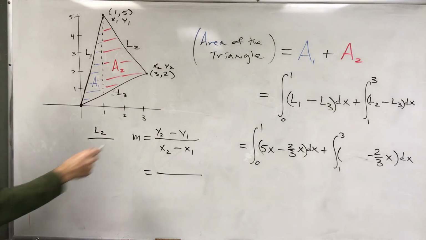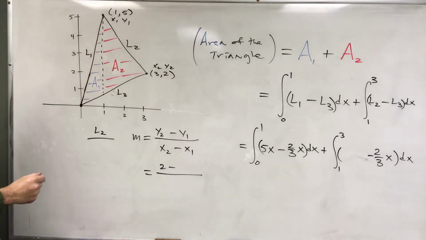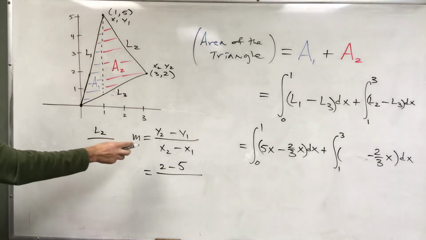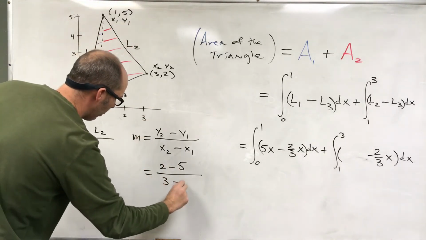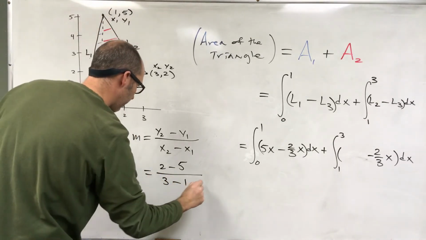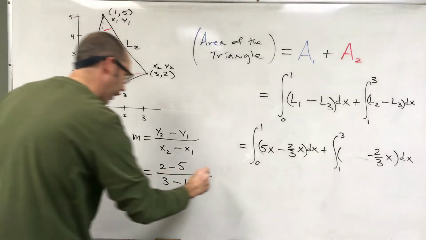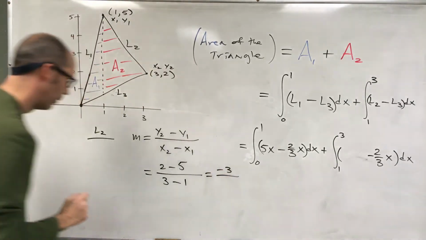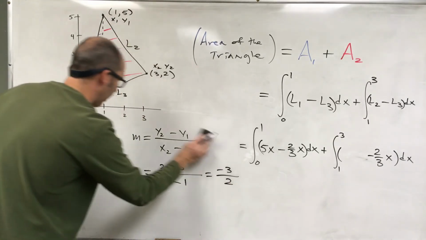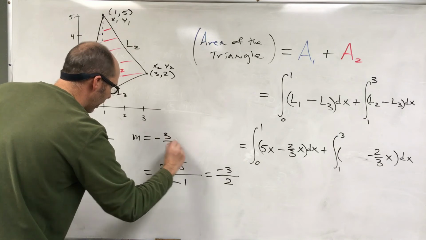So y2 is 2, minus y1 is 5, over x2 was 3, minus x1 was 1. So 2 minus 5 is negative 3, and 3 minus 1 is 2. So we see that the slope is negative 3/2.